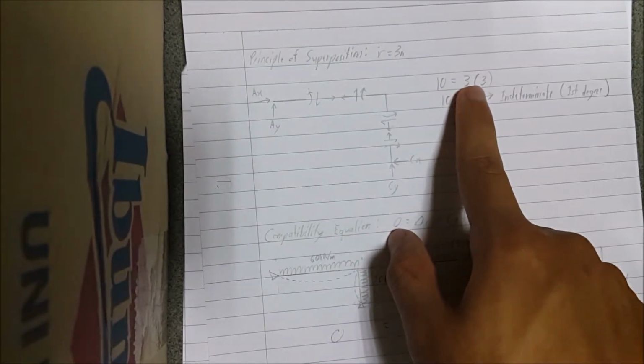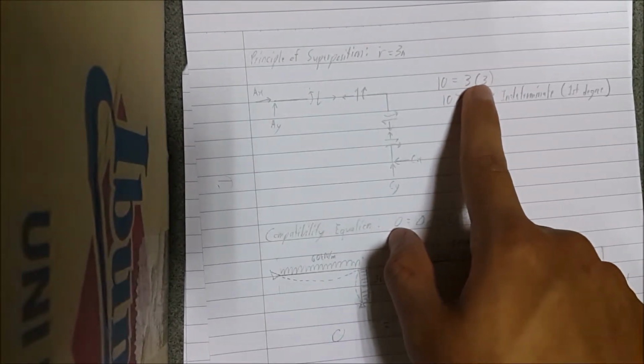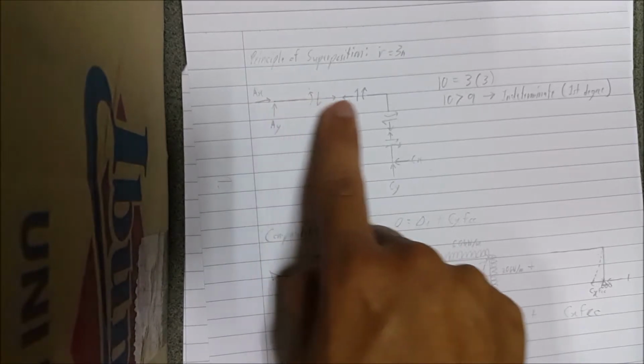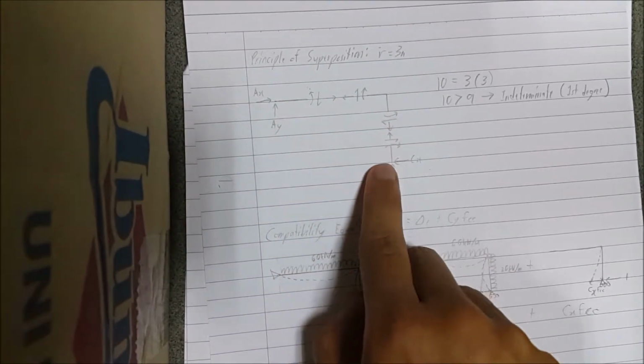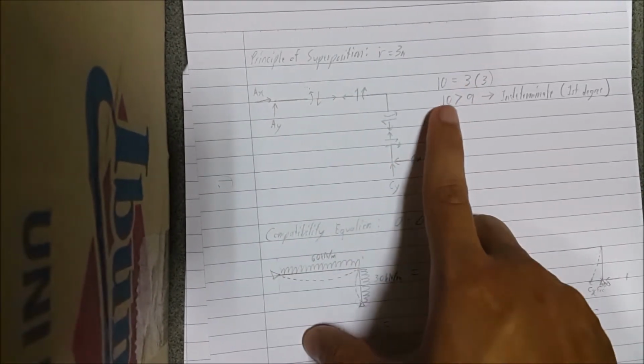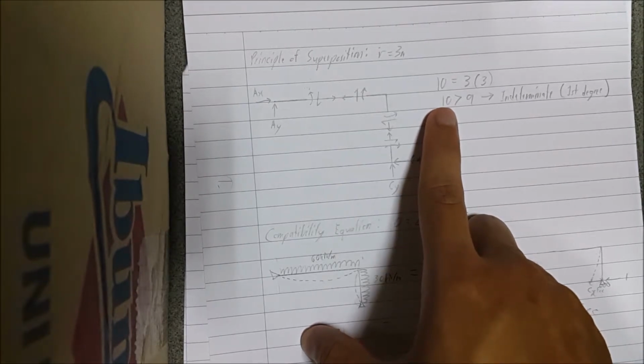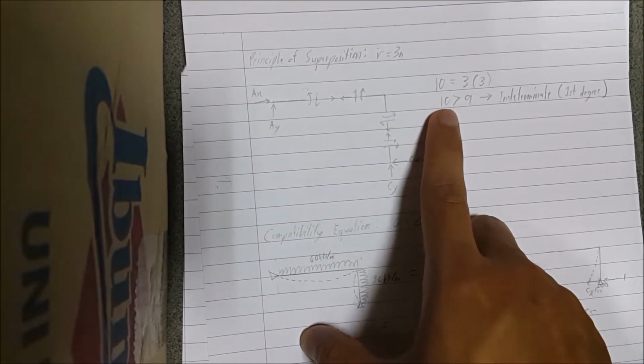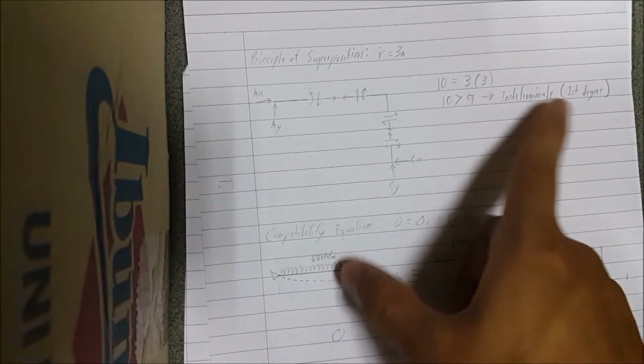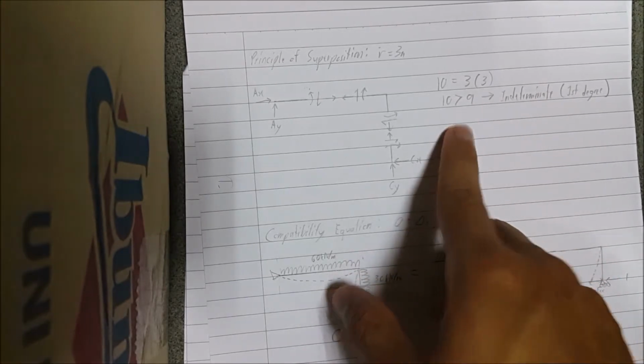Referring to the number of parts involved, there are 3, because we have 1, 2, and 3. So in the end, we found out that it's statically indeterminate to the first degree, more by 1.